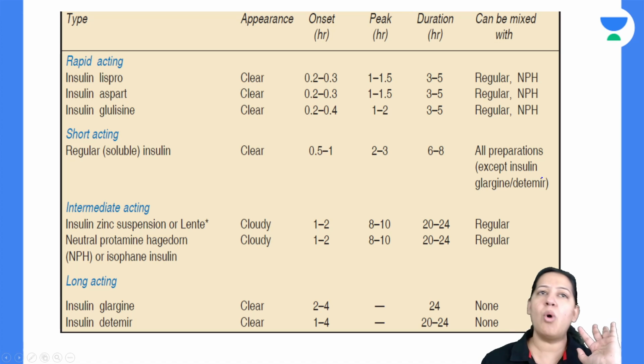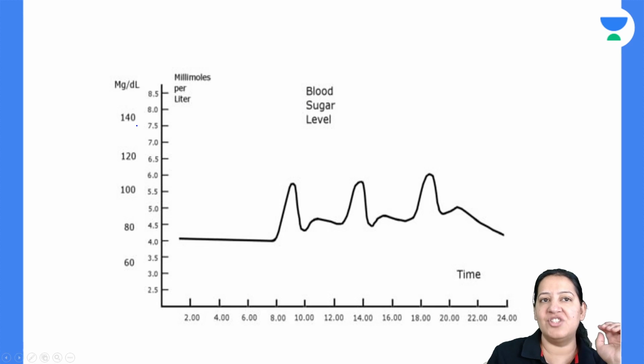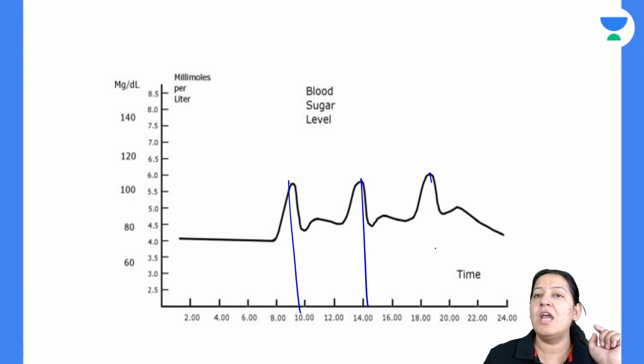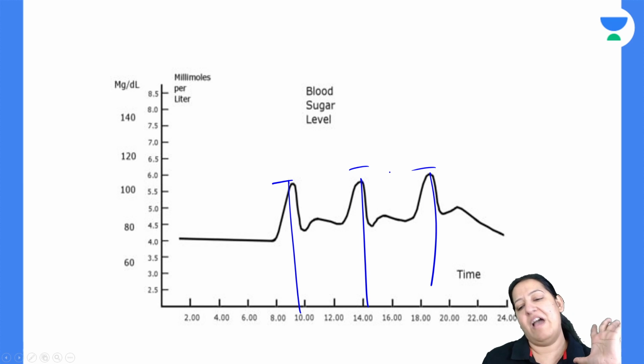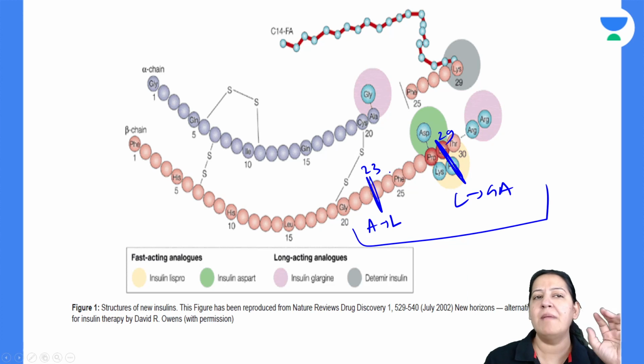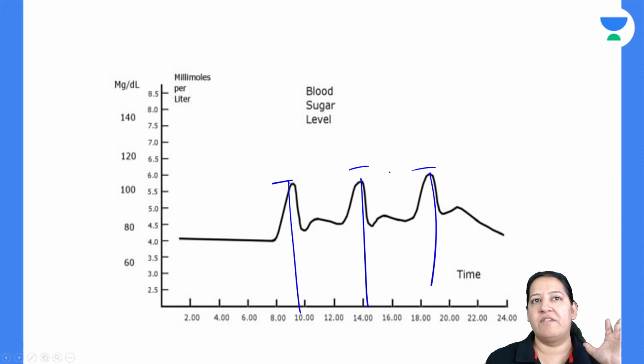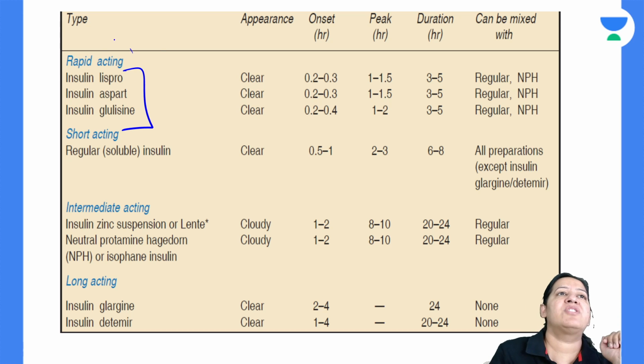That is glulisine. So all these 3 insulins have to be injected 3 times a day, 10 minutes before every meal. That is the best part of them. Only 10 minutes before they have to be given, not much before. So we are done with rapid acting.